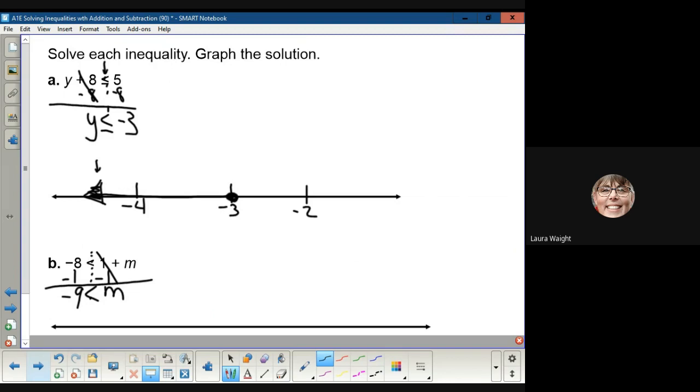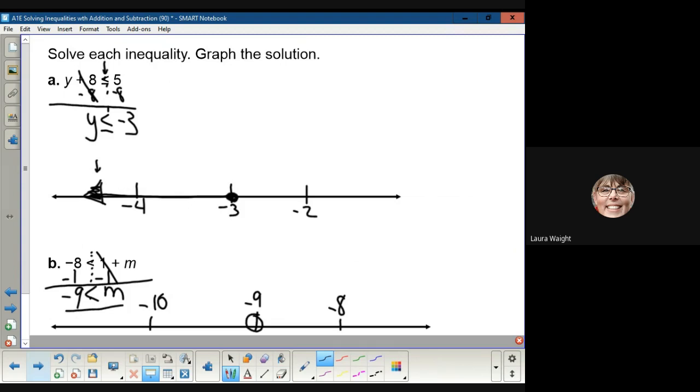Because check this out. If we know that negative 9 is our critical value, I'm going to put this above because I can't see it. We got negative 9 here, negative 10 here, and negative 8 here. We're going to put an open dot at negative 9 just like usual. But what this is saying is negative 9 is less than m. In other words, m is always bigger than negative 9.